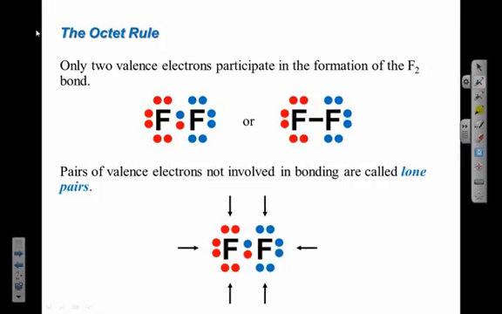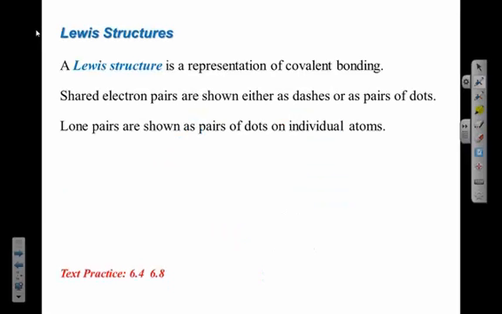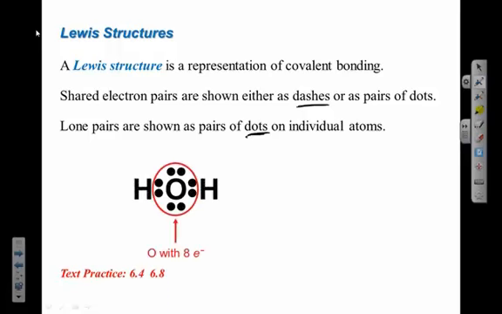And then the pairs that are not shared are called lone pairs, and that's a term that's pretty much universally used. So we'll start calling those pairs that are not shared lone pairs. So we have covalent bonds, and we have lone pairs. So when I draw a Lewis structure, I usually show the shared electrons as dashes or lines, and the lone pairs as individual dots. So for water, you could show it like that.